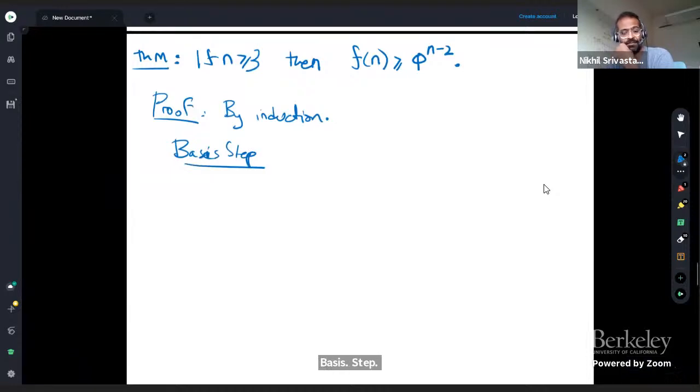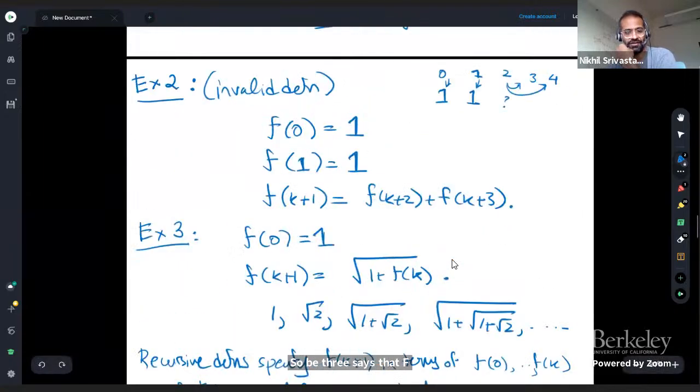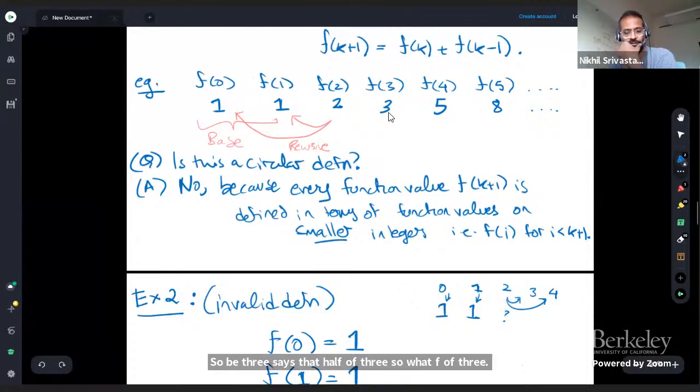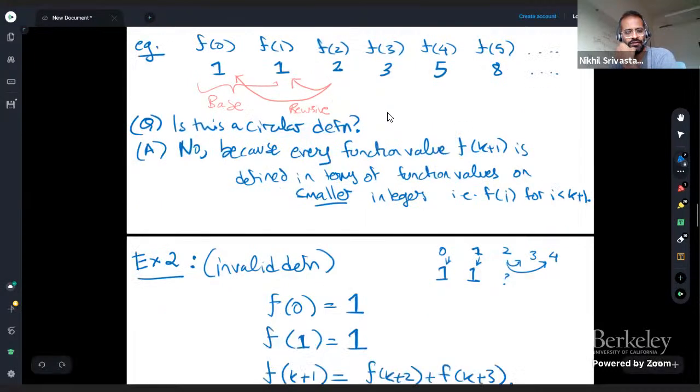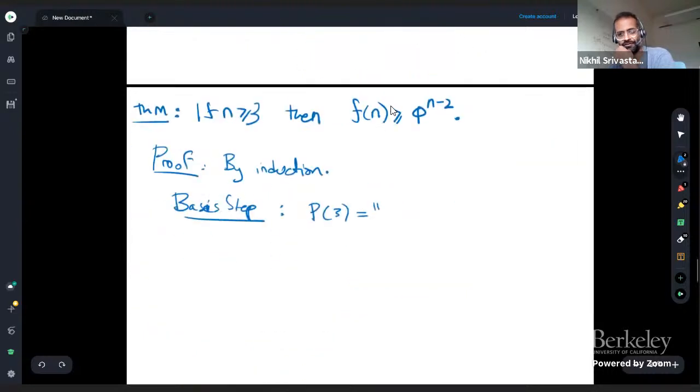and in the basis step, a priori, it looks like we just have to prove this for n equals 3, right? So P3 says that f of 3. So what's f of 3? F of 3 is 3. Sorry, I think, let me prove this slightly different statement. Let me say if n is greater than or equal to 2.